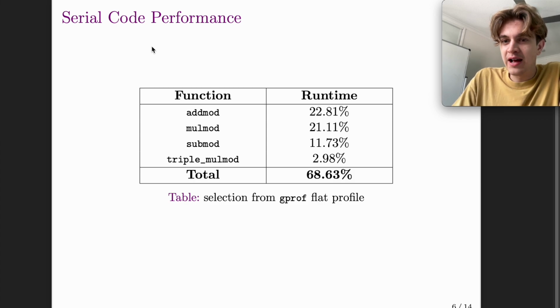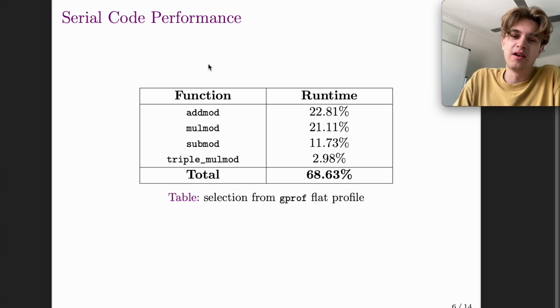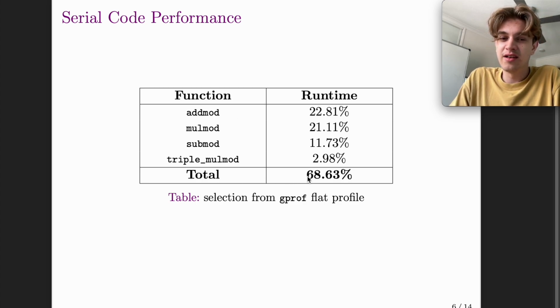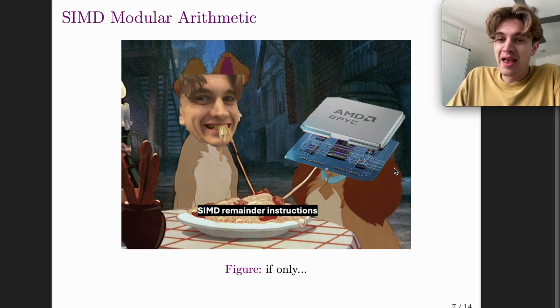I ran it through the profiler, and unsurprisingly, most of the time is just spent doing arithmetic. So if we can make these couple of functions faster, we should be able to get a huge speedup in the whole thing. I first tried to do some AVX stuff. Unfortunately, there are no modular instructions or instructions to find remainders.